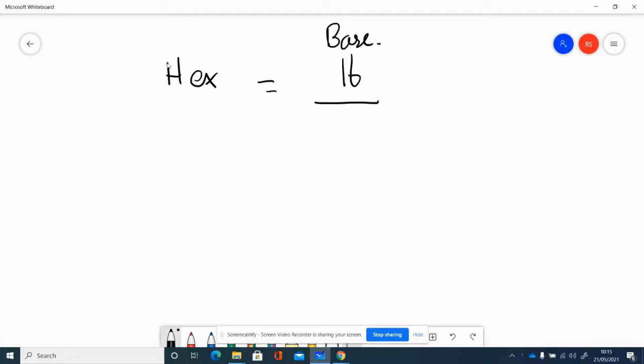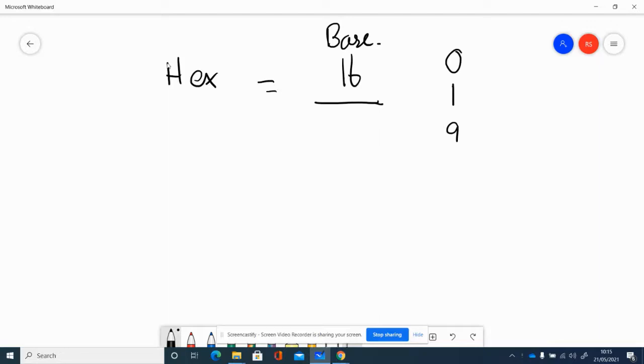Computers do not read hex, but humans read it very well. So humans quite like to use hex because it's a shorter notation, and maybe we'll see why that's the case in a while. So we've got base 16, so therefore we've got all the symbols 0 to 9, which are nice, and they're just 0 to 9 in the same way: 0, 1, 2, 3, 4, 5, 6, 7, 8, 9.